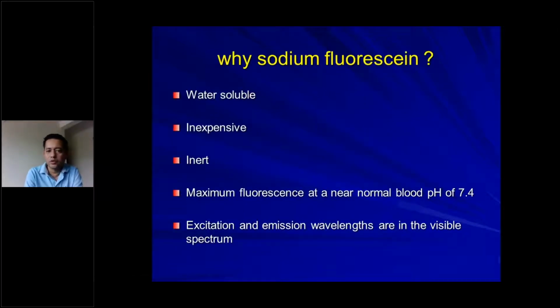So why sodium fluorescein? We use sodium fluorescein because it's water soluble, it's inexpensive, it's inert, it doesn't cause a lot of reaction in the human body. And the fluorescence of this dye is also very suited for our blood. At the normal pH of 7.4, it gives excitation and emission at 2 wavelengths, both of which are visible. So we can capture this in our camera, and hence the photography can be displayed.